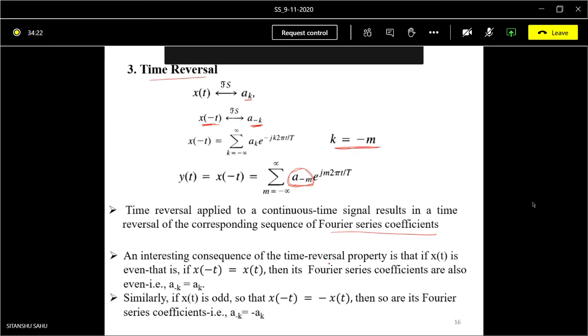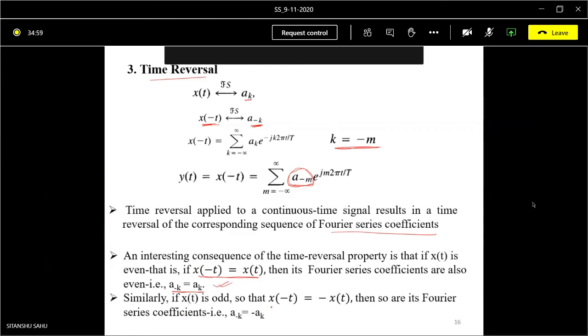An interesting consequence of the time reversal property is that if x of t is even, that is x of minus t equal to x of t, then its Fourier series coefficients are also even. That means a of minus k equal to ak. This is a very interesting observation. So if you take the time reversal of an even signal, you will get the same coefficients.